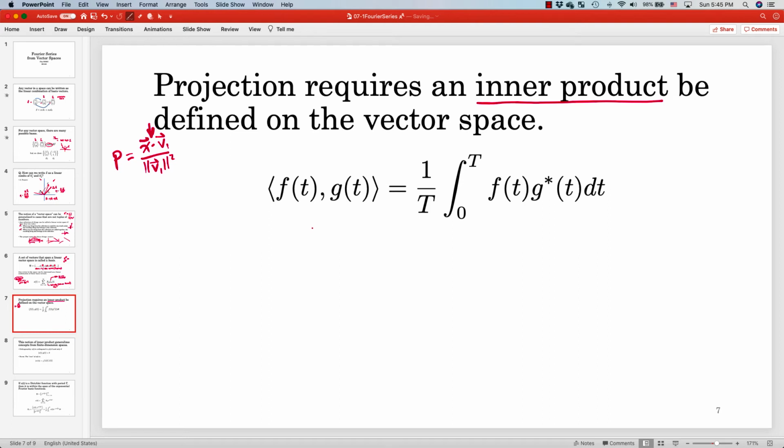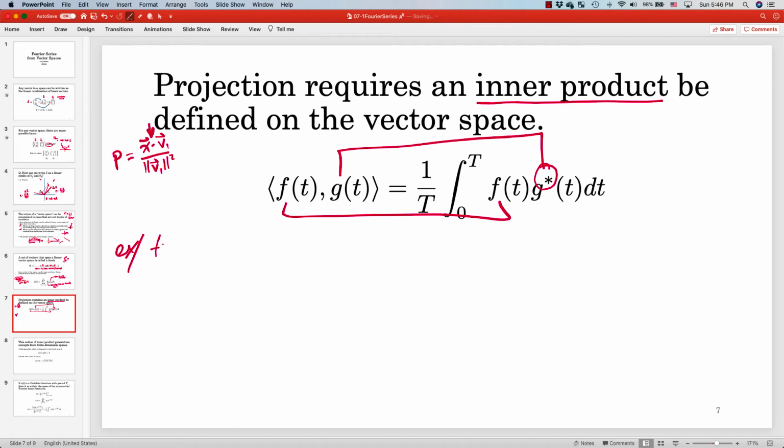So how do you dot or take the inner product of two functions? Well, that needs to be defined. And so the definition that I'd like you to use for the inner product of two functions on the vector space of periodic functions with period T is this. We're going to divide by the period length. We're going to integrate over one period of the first function times the complex conjugate of the second function. Okay, so what might this look like in practice? Let's look at an example.